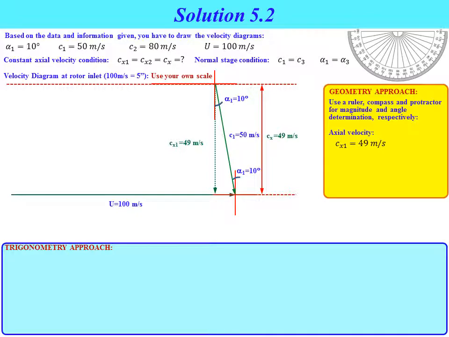We can also determine the axial velocity using the trigonometric approach. Looking at the triangle of the velocity diagram, cx1 is equal to c1 cos alpha 1, where c1 equal to 50 and alpha 1 equal to 10 degrees. We calculate cx1 as 49.2 meters per second. So the values obtained by the geometric approach and the trigonometric approach are almost similar.